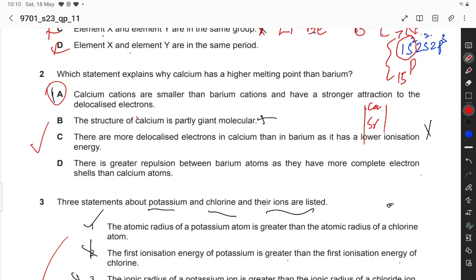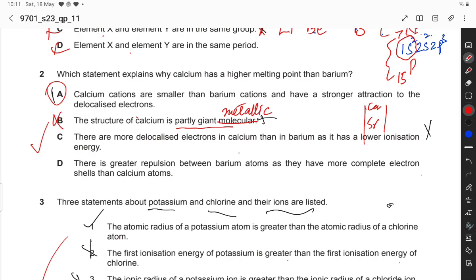So calcium has 4 shells while strontium has 5 shells, so that's why the size of the cation is larger than calcium. So that's why calcium has stronger attraction to the delocalized electrons. So this is correct. Why are the others incorrect? The structure of calcium is partly giant molecular. Calcium is a metal, so calcium has a giant metallic lattice, so that's why it is incorrect.